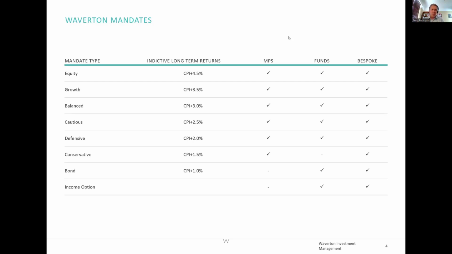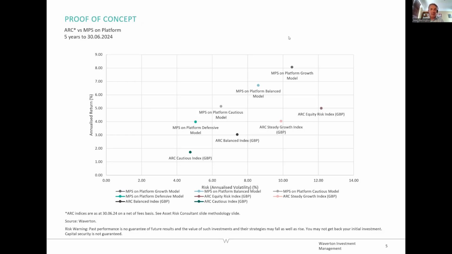So as I mentioned earlier, whether you choose to access Waverton through the MPS on Novia Global, the multi-asset funds on Novia Global, or maybe bespoke on our custody, and we can manage portfolios in UK, US dollars, or euros, it'll be the same process and pretty much the same mandate type as well. And I've just quickly captured here what our main mandates are. Probably no surprises there, from equity down to bonds and with an income option, and where they're available on MPS, where they're available on funds, and where they're available on bespoke as well. So we've tried to give the clients all the options, whatever is the best option from the client's perspective.